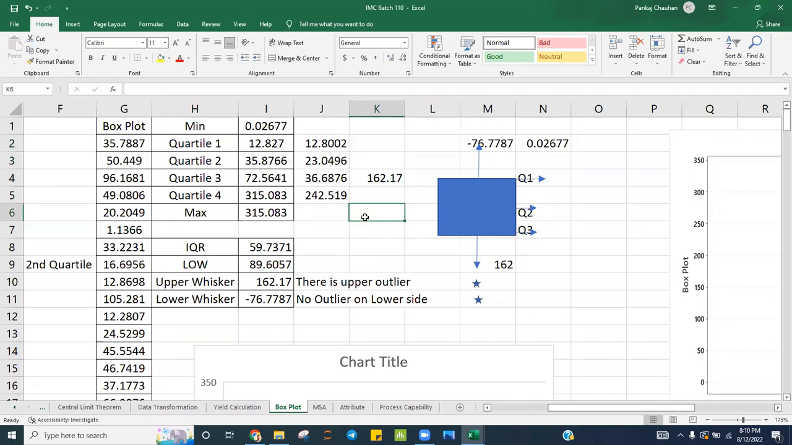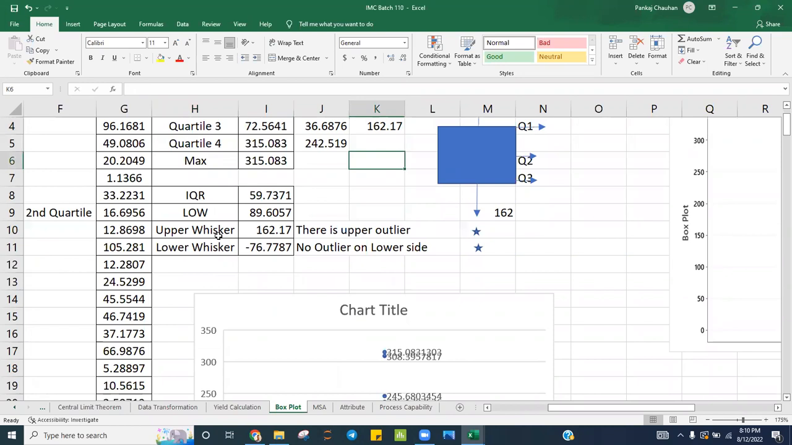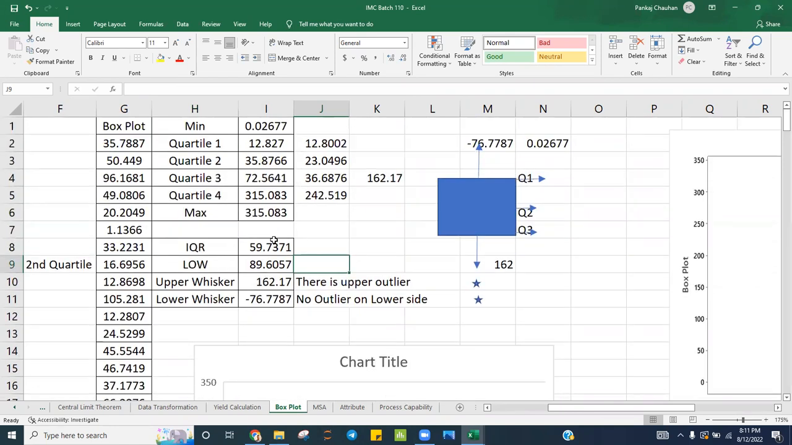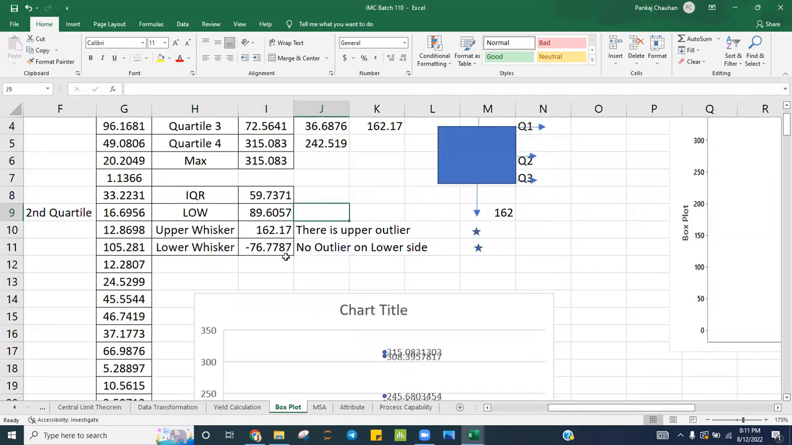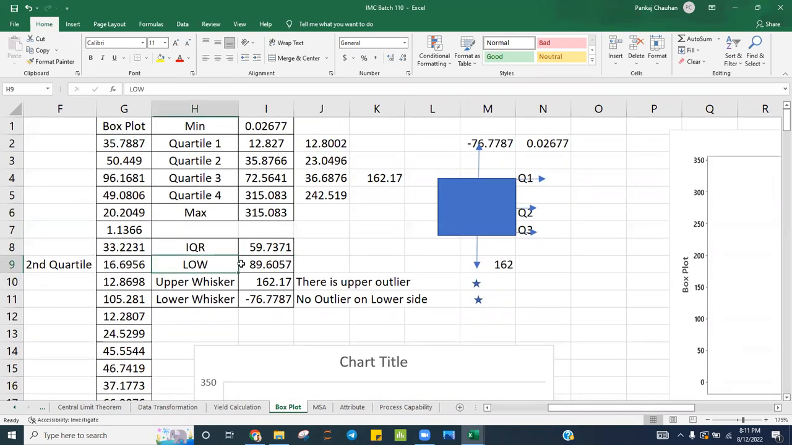And this helps you to find the outlier. So what is an outlier? An outlier is less than the lower whisker or more than the upper whisker. What is the whisker? Quartile 3 plus the length of the whisker is your upper whisker, and quartile 1 minus the length of the whisker is your lower whisker. That's how we identify this. Okay.